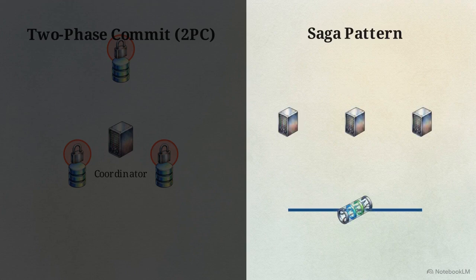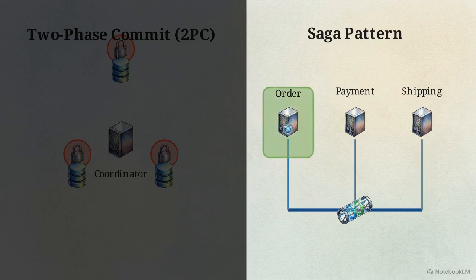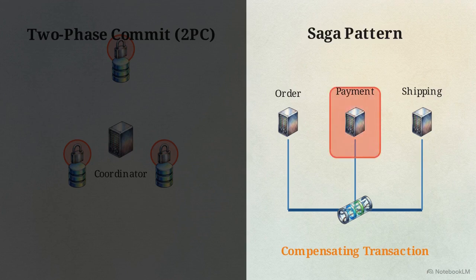To bypass this bottleneck, microservices rely on the Saga design pattern. Here, there is no central coordinator and no global locks. Saga relies on eventual consistency. It breaks the global action down into a sequence of independent, local transactions linked by an event bus. To handle failures, Saga introduces the compensating transaction.